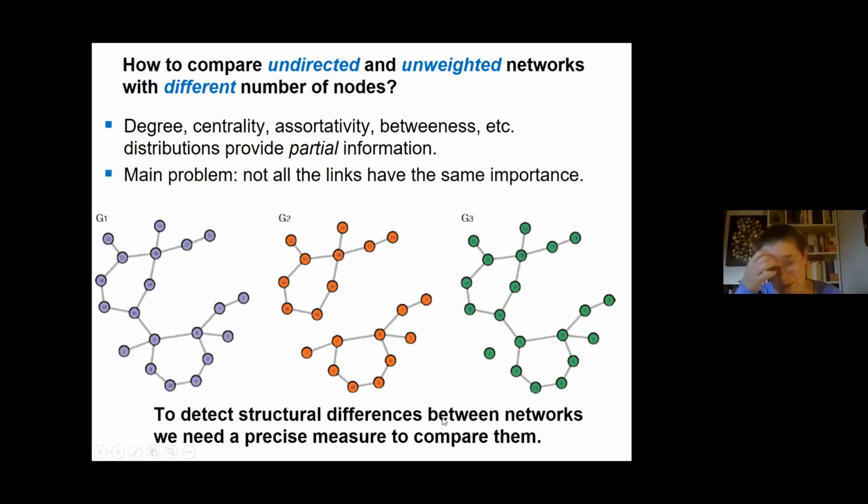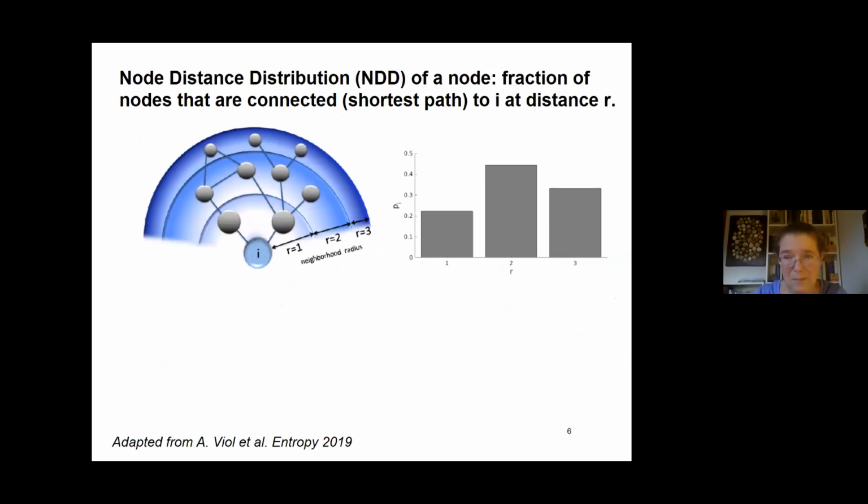So we need a measure to compare networks that takes into account that not all the links are equally important. We have proposed a measure based on the node distance distribution. This is a distribution associated to each node that takes into account the fraction of nodes that are connected, through shortest paths, to node i at a certain distance r.